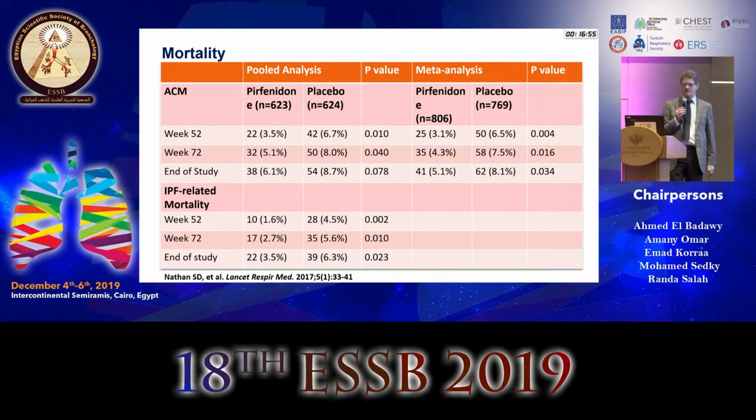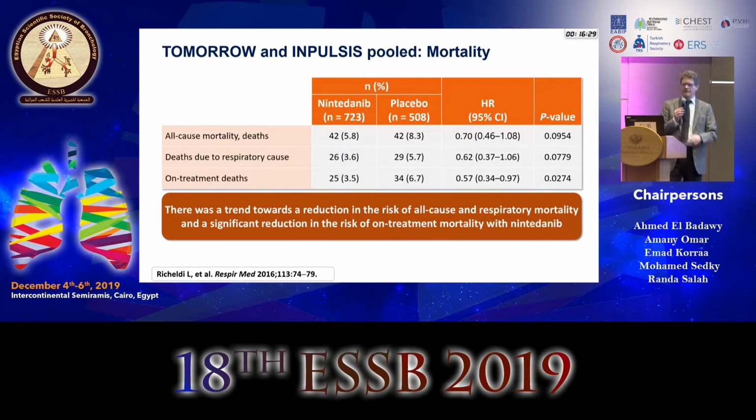What about mortality of these two drugs? With pirfenidone, we see a significant reduction of IPF-related mortality. We have a reduction in all-cause mortality, which is not as good, but it is there, and in the meta-analysis it's also significant. So, what about mortality with nintedanib? The studies that we have show that there is a reduction in mortality, but it does not reach the level of significance. There's a good trend, but neither in all-cause mortality nor in mortality due to respiratory causes did it reach significance. But there's a good trend.